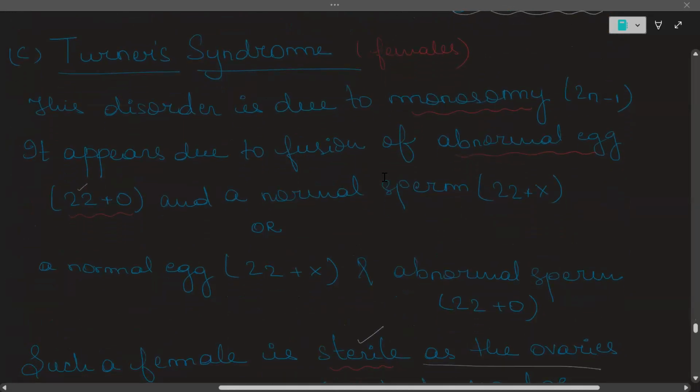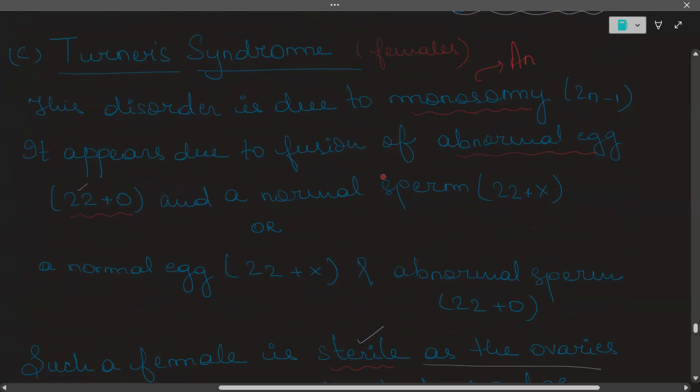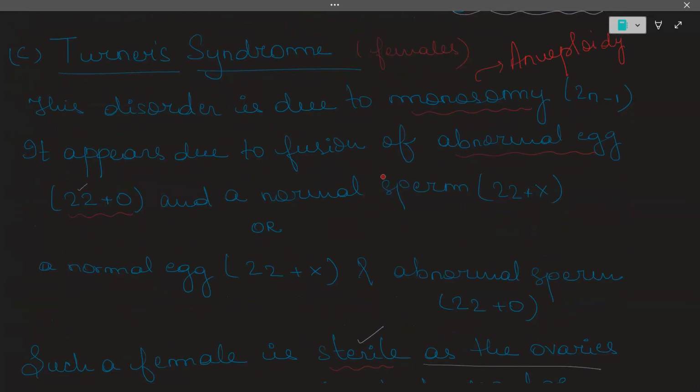Now the next is Turner syndrome. Turner syndrome takes place in the case of females, and here it happens because of monosomy. Monosomy is an example of aneuploidy, meaning either one or two chromosomes can be missing or can be extra. Here it occurs due to the fusion of an abnormal egg, meaning the egg that has the body chromosomes but does not have the sex chromosome, meaning 0, and a normal sperm. In this case of fusion, Turner syndrome can take place, or the next condition is that the egg is normal but the sperm is abnormal.